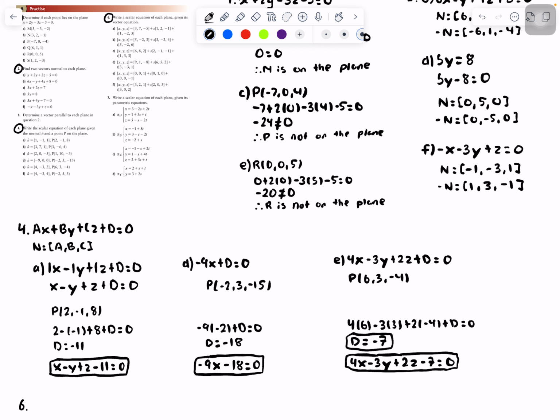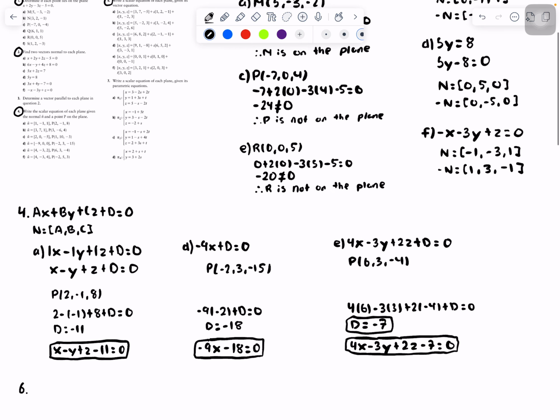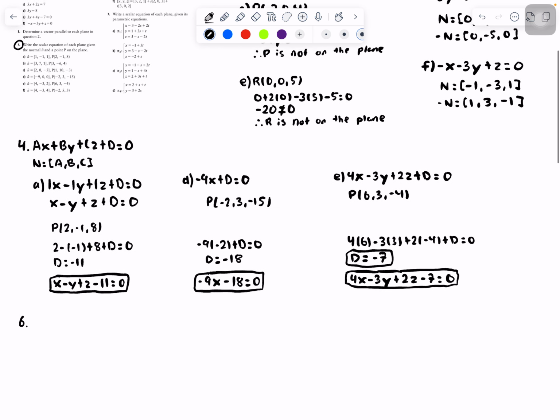The only other issue is we're going to have to find d again, as always, but we can use the position vector of the vector equation to find d. So combining from question 5, but also applying the cross product as well. That's what we're going to be doing. So let's do b, d, and f.